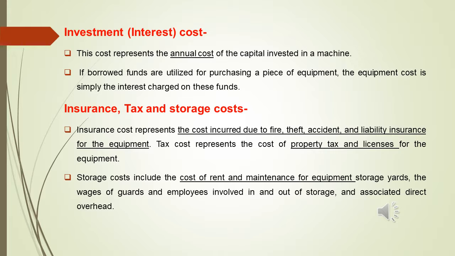And last is storage cost. Storage cost includes the cost of rent and maintenance for equipment. So when the equipment is used on rent, and also the maintenance, that is what it includes. I hope you all got this. Estimation of ownership cost is nothing but, when you are going to buy an equipment, what all costs are included. So that is estimation of ownership cost.